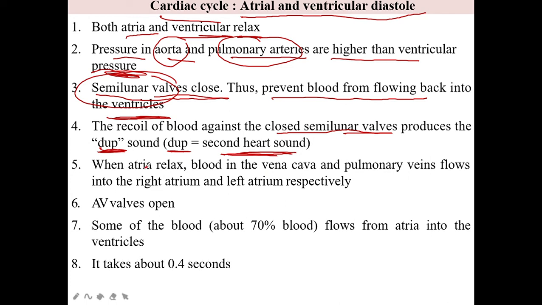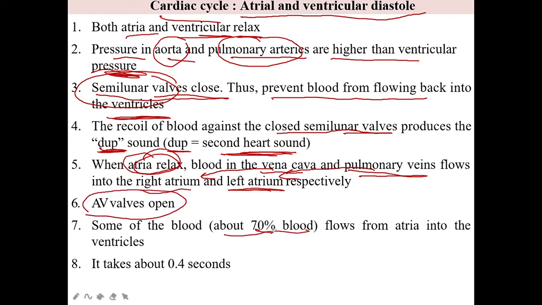So bila atria relax, blood dekat vena cava dengan pulmonary vein akan masuk ke dalam right atrium dan left atrium respectively. So blood from the vena cava will flow into the right atrium, blood from pulmonary vein will flow into the left atrium. Alright, so AV valve will open. Okay, so about 70% of blood akan flow from atria into the ventricle. So this process takes about 0.4 seconds. Okay. Alright, itu sahaja untuk cardiac cycle.